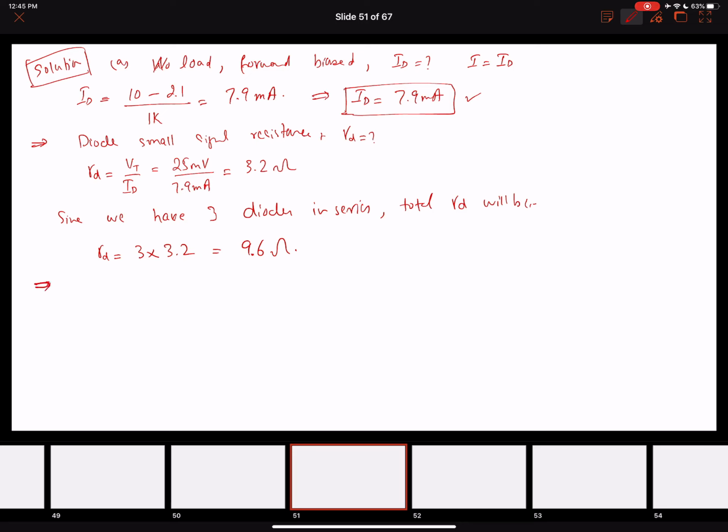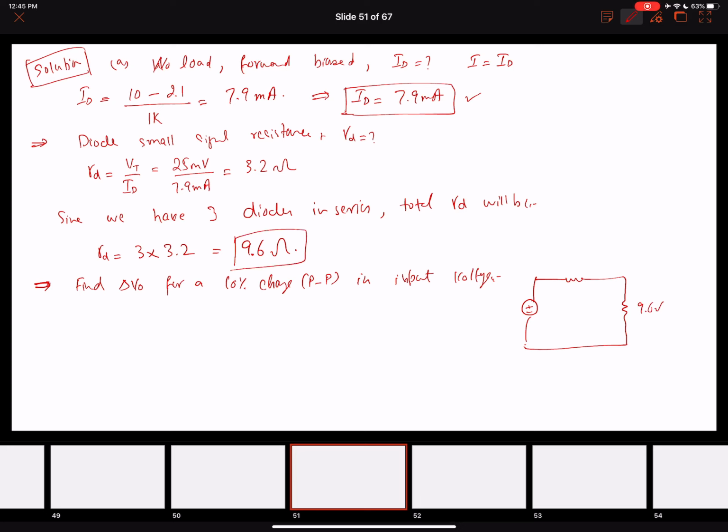So now let's solve. What we want to find is the change in V naught for a 10% change, and let's define that change to be the peak to peak voltage change in the input voltage. This is what we are interested in. If I make a small signal model circuit, I have converted all the 3 diodes into their equivalent resistance, which comes out to be 9.6 ohms. This is the value of RD.